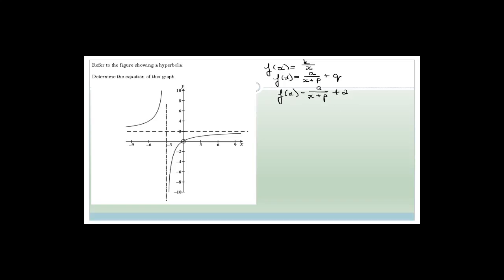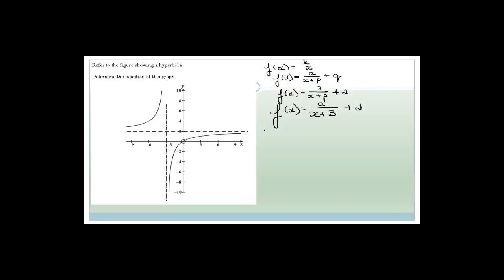And now the p. The easy way to remember it is that if this is moved over to minus 3, p becomes plus 3. If this is moved over to plus 3, this would be minus 3. But what you really need to understand is what you're doing with this value is adding the difference to get it back to where it started. So in other words, what would I need to add to this to get it back to the original asymptote? I would have to add plus 3. So therefore, this becomes a over x plus 3, plus 2. That's f of x.